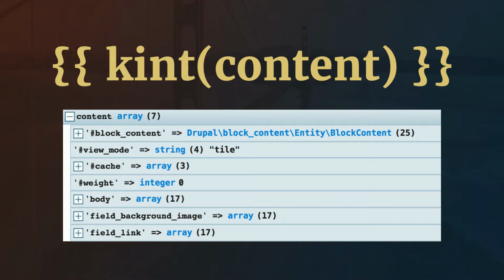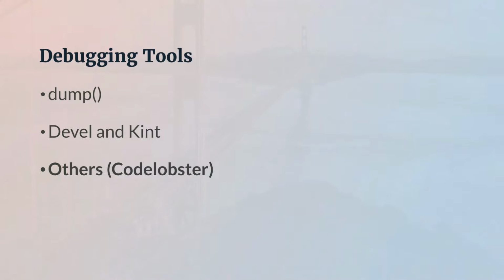I also have a colleague that uses kint search, and he swears by it. It allows the user the ability to search for variables and values right in kint. Definitely worth looking into. There's likely other tools out there. I was reading a bunch of blog posts on this subject, and people brought up Code Lobster that might be worth looking into. And if anybody else has other suggestions, please feel free to share them at the end.